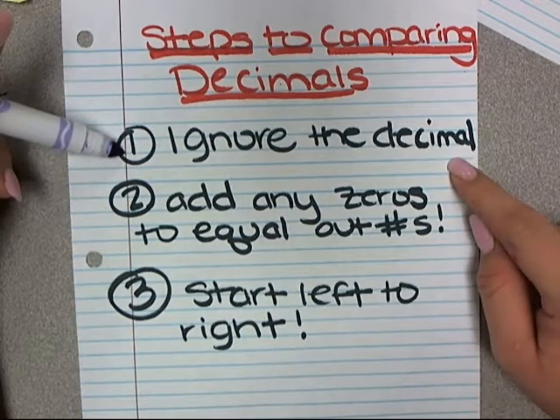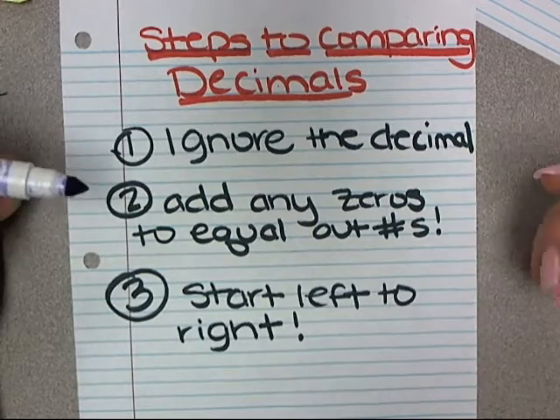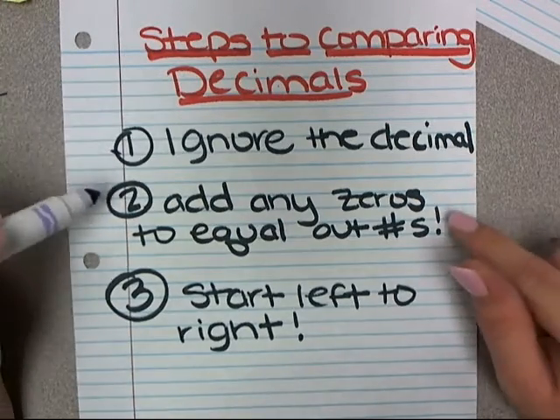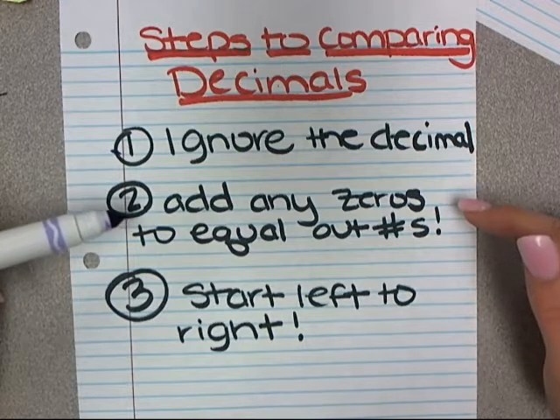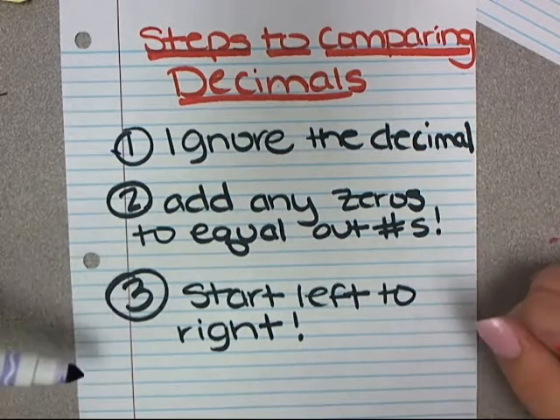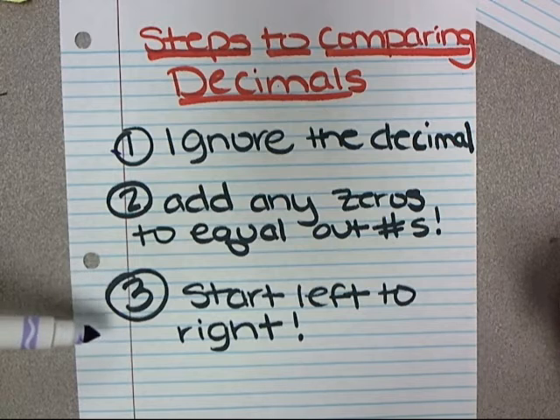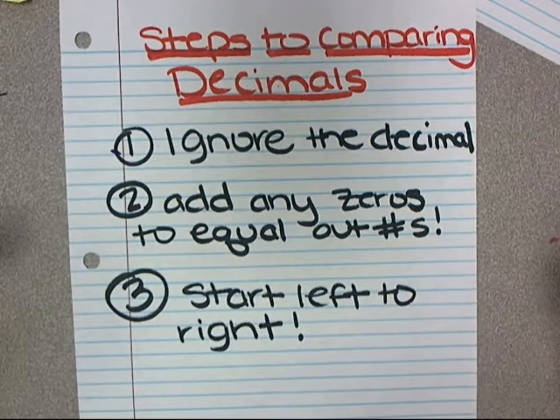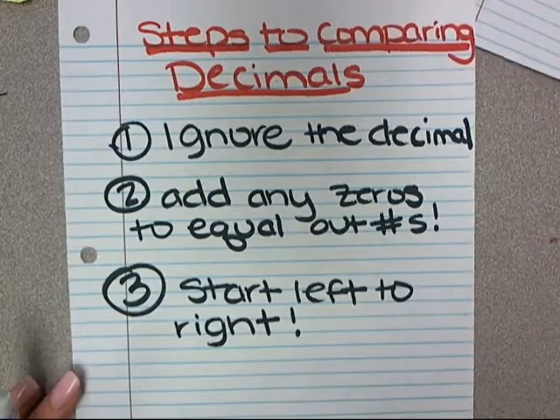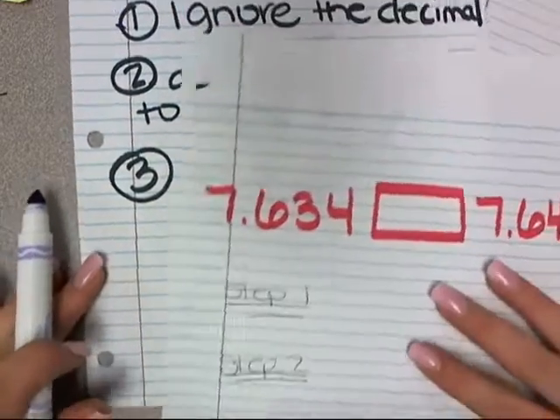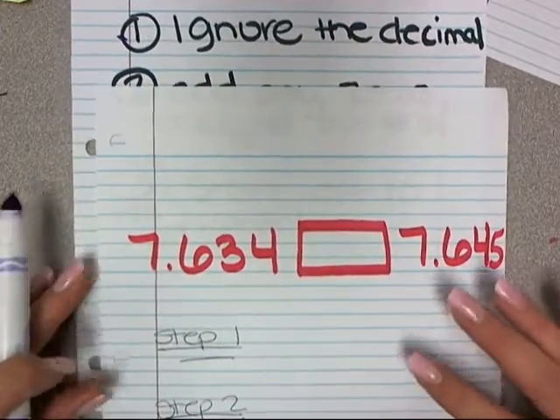Number 1, ignore the decimal. Treat it as a whole number. It makes it 10 times easier, right? Number 2, we're going to add any zeros to equal out the numbers. We'll explain this more in a second. And number 3, start from left to right when you're comparing. Go ahead and pause the video and write down these 3 steps. Alright, so once you've got these 3 steps down, we're going to actually go ahead and try this problem.